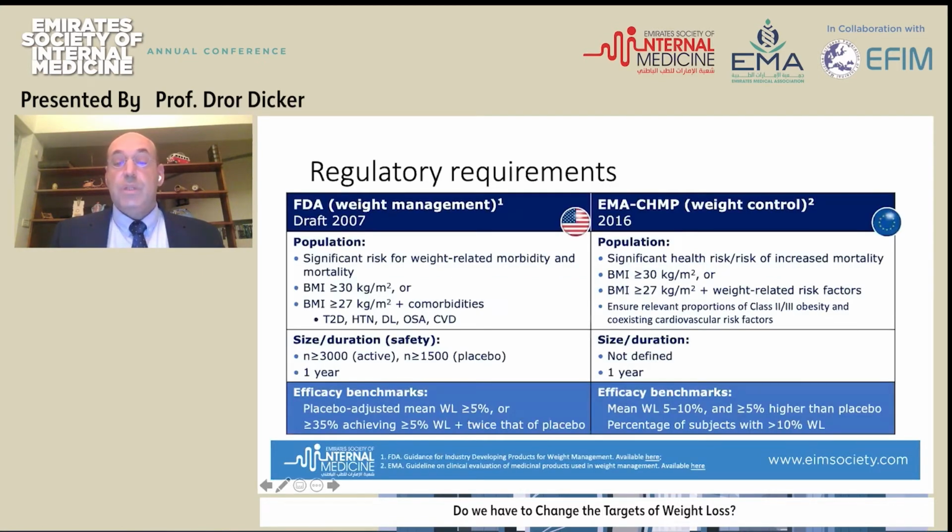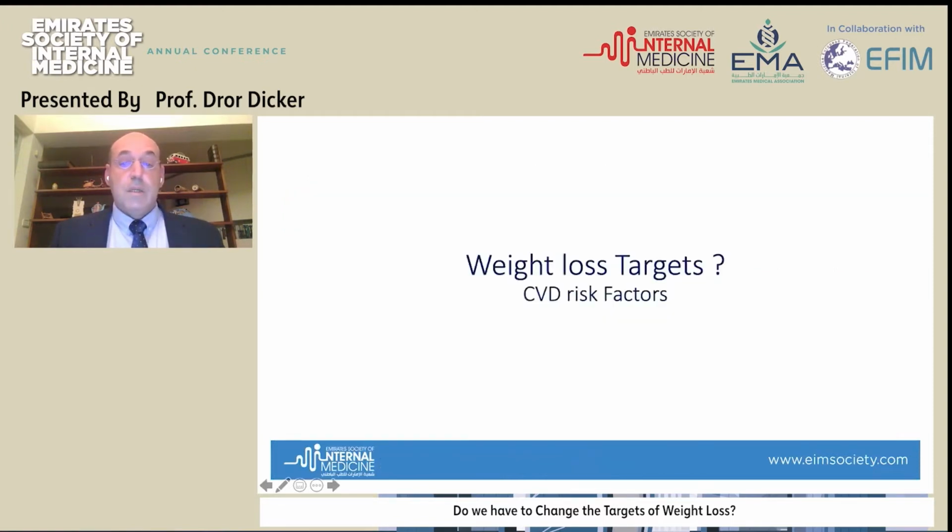The first targets were really ruled by the regulatory requirements of the FDA and also EMEA for approving anti-obesity medication, which set the level of 5% weight loss in order to approve such medication. So 5% was the first target that we aimed for because of this regulatory level. But is it true? Is it enough to have 5% weight loss?